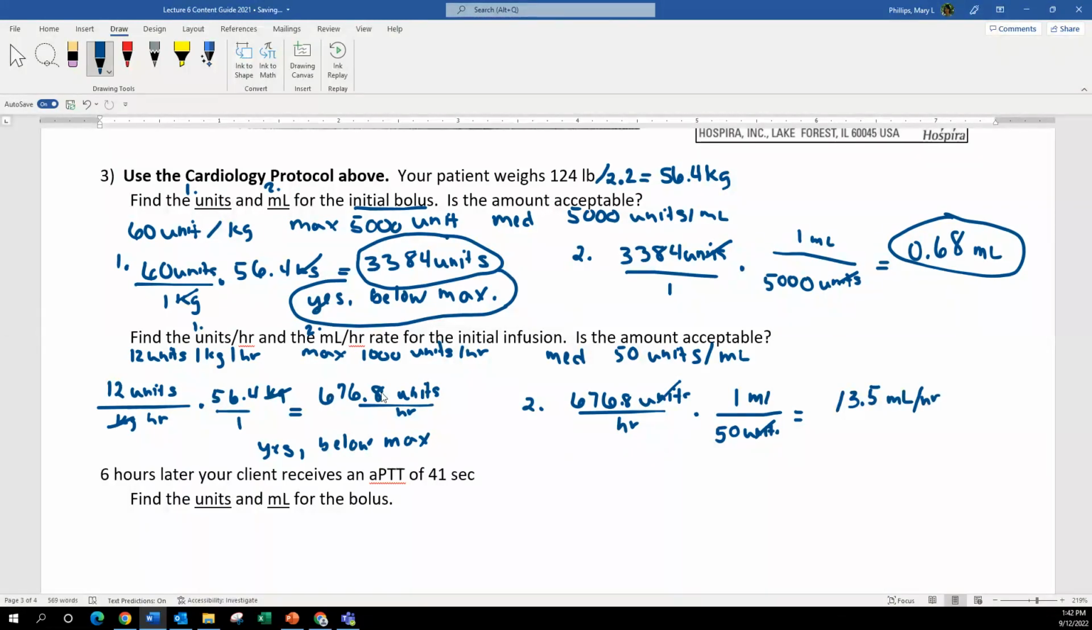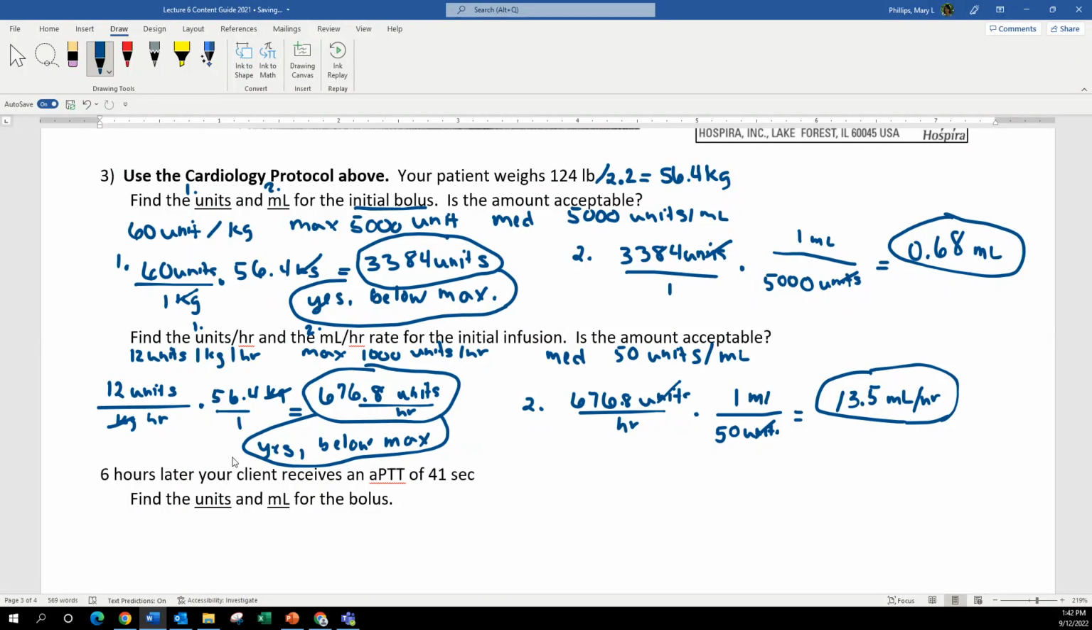So again, I've got 3 answers. I got the units per hour. Because I'm working with the protocol, I have to check if that's acceptable, and it was below the maximum, so that worked out. And then I could go ahead and convert to milliliters to get something that the pump will deliver and is a feasible dose.